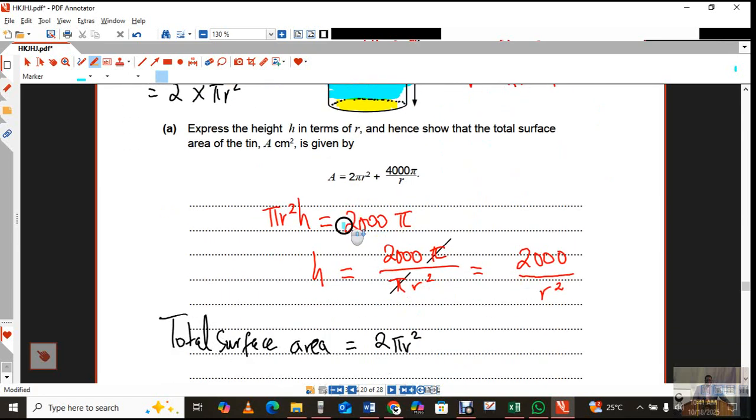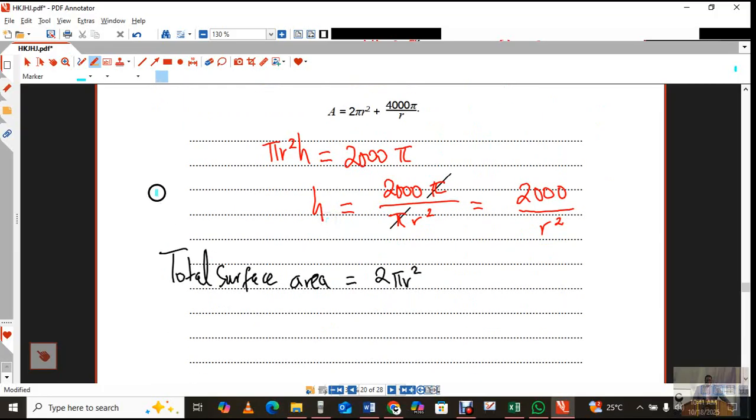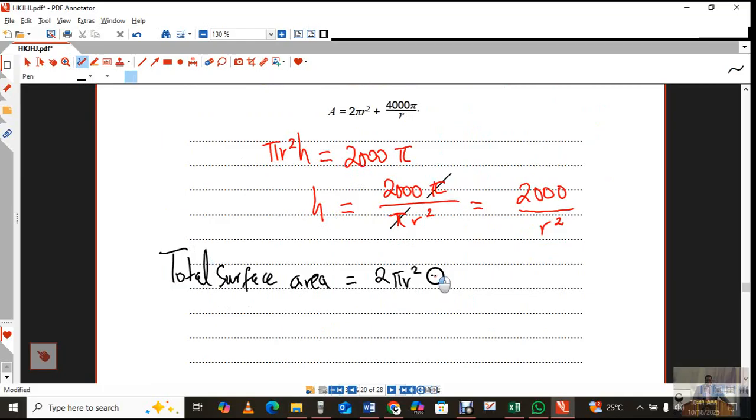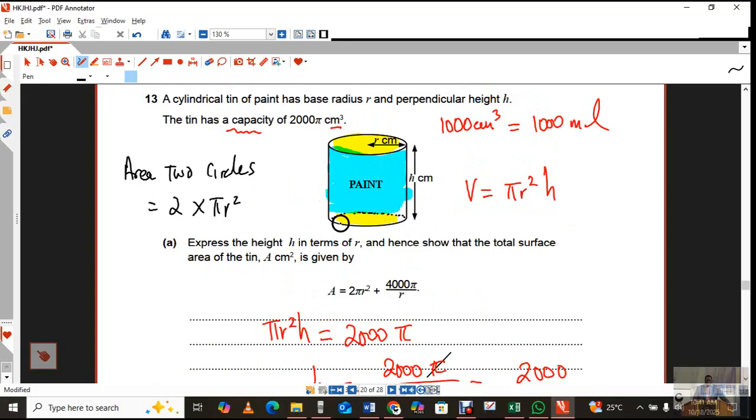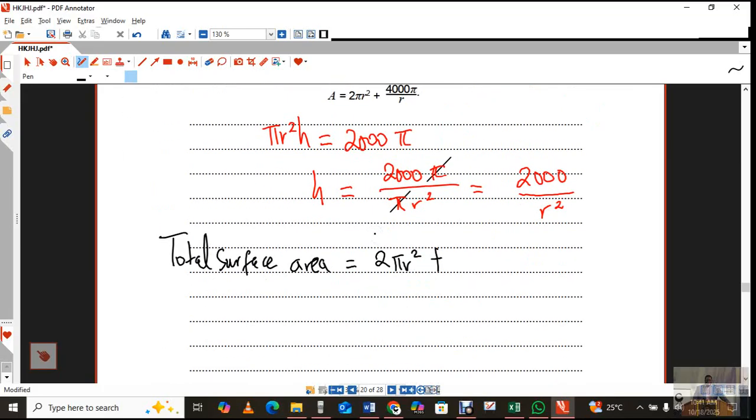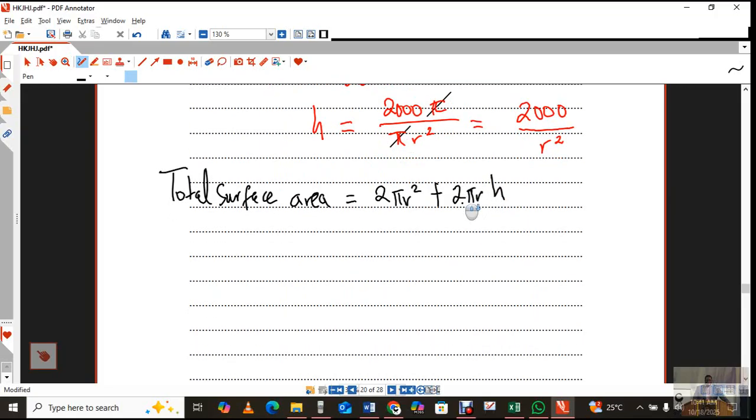At the end of the day, the curved surface area of a cylinder is the circumference times the height. If you cut it open, it forms a perfect rectangle. So it's the circumference, which is 2 pi r, times the height. This is how you calculate the curved surface area. What do we know? We know from our answer before that the height is given as 2000 over r squared.